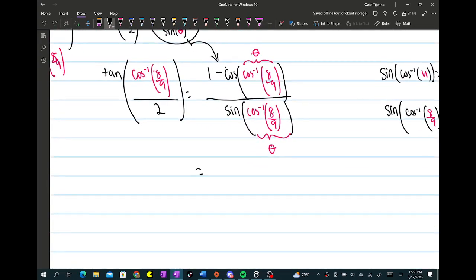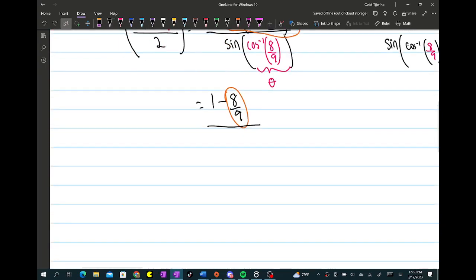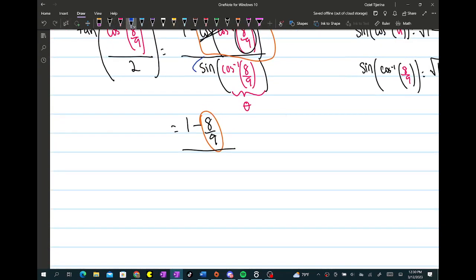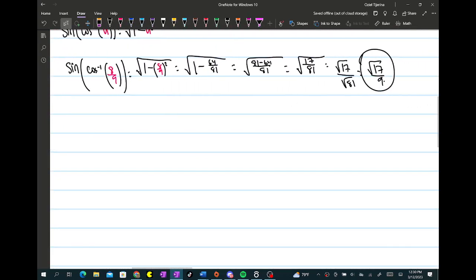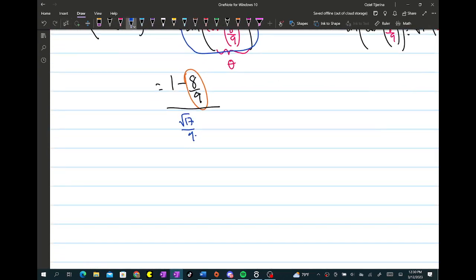So really, this becomes 1 minus, and like I said, this cancels out, so we're just left with the 8 over 9. So 1 minus 8 over 9, right? This is basically this part. And then over sine of cosine inverse of 8 over 9, which is this part here. We just worked it out, and it was the square root of 17 over 9. So that was what sine of cosine inverse of 8 over 9 was.